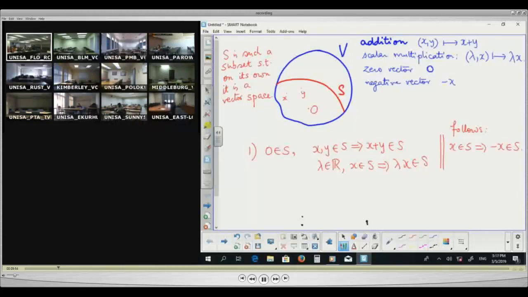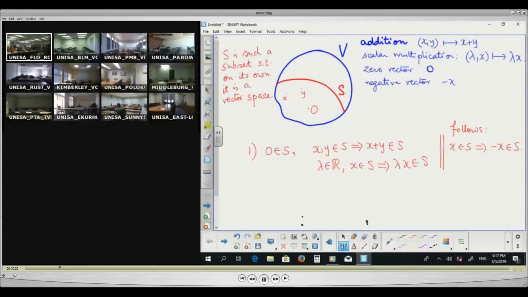What does this say? What is minus 1 times x? Minus 1 times x is nothing else but minus x. Right? So it says for any scalar, if you take x from S, lambda times x is already there, so in particular minus x is there. Alright?